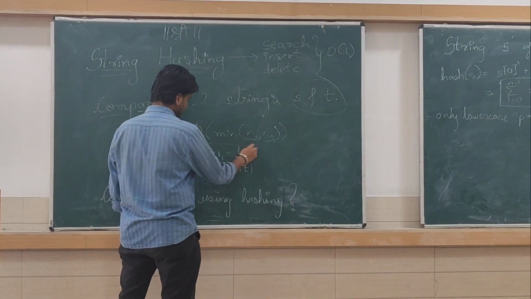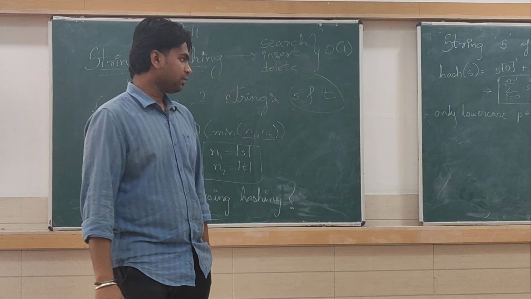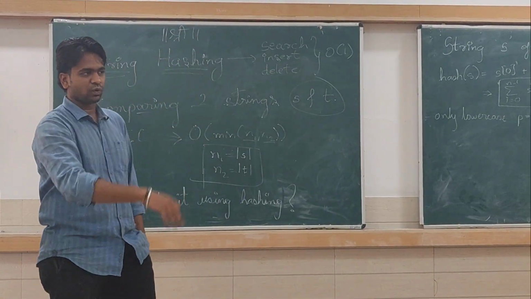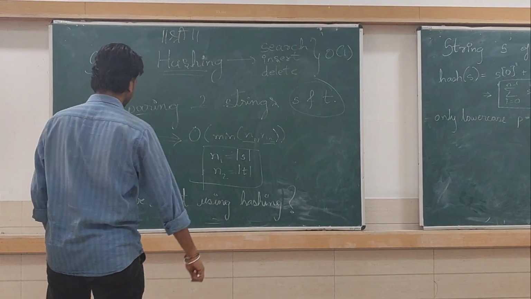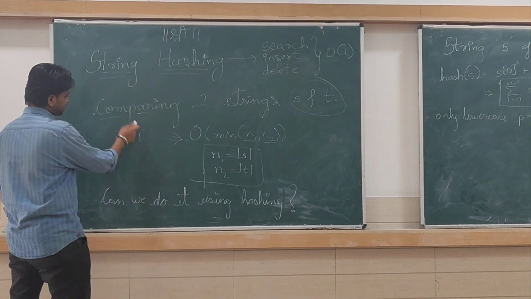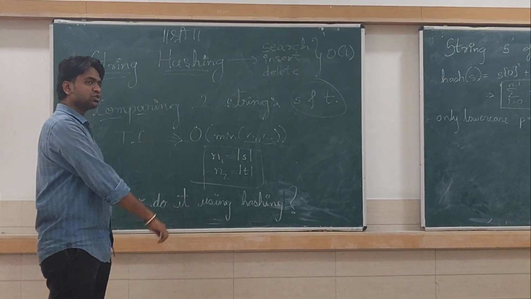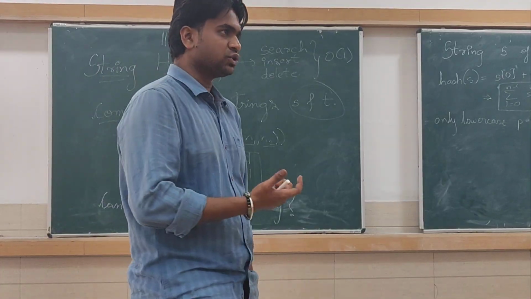What is n1 and n2? n1 is the size of s, n2 is the size of t. So this is a basic algorithm, just one for loop, an if condition in between, and a return statement. This is how you compare strings. But can we do it using hashing? Let's see. Can we do it using hashing?